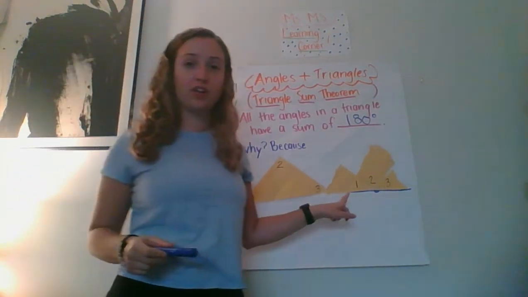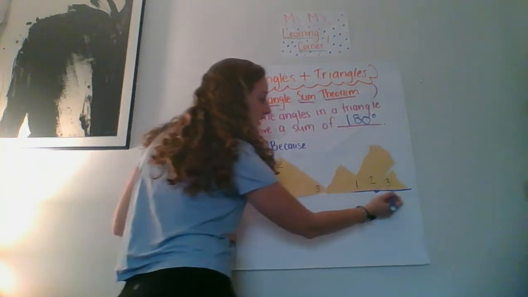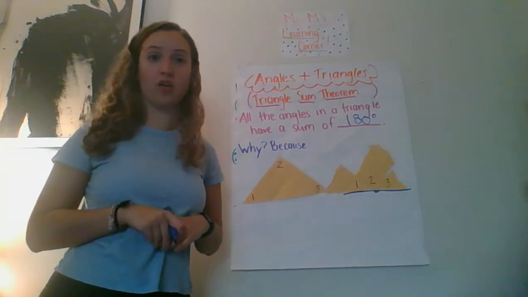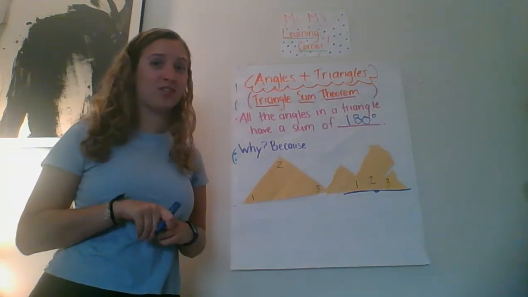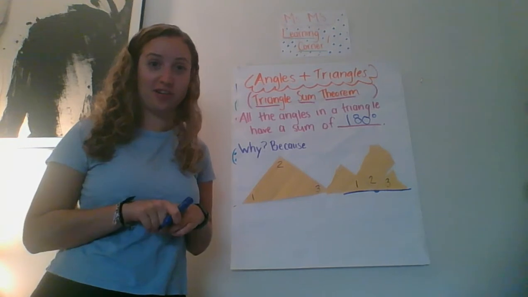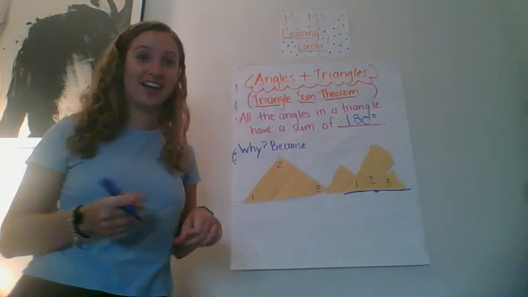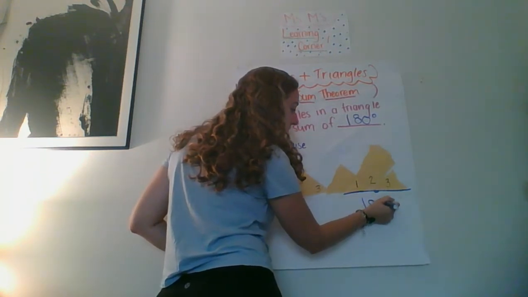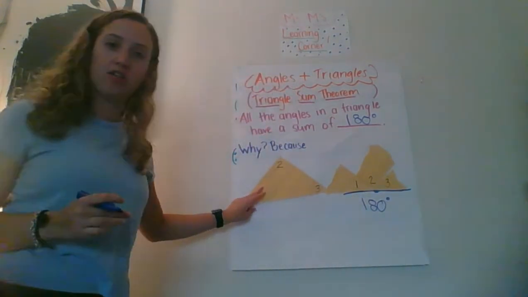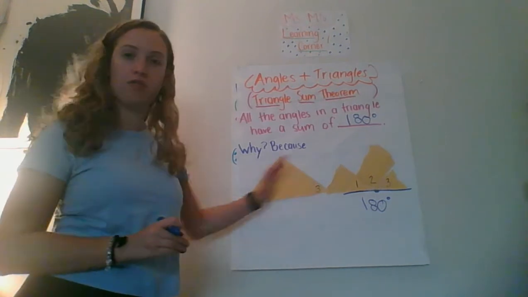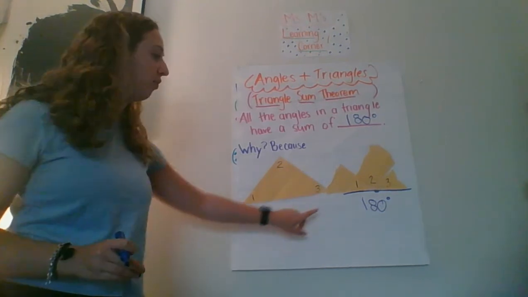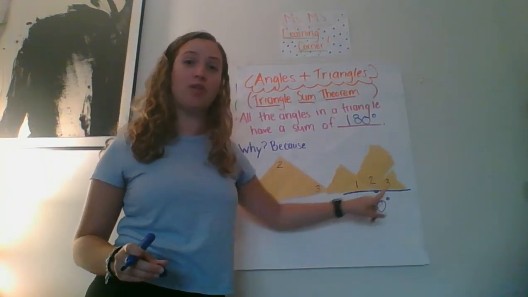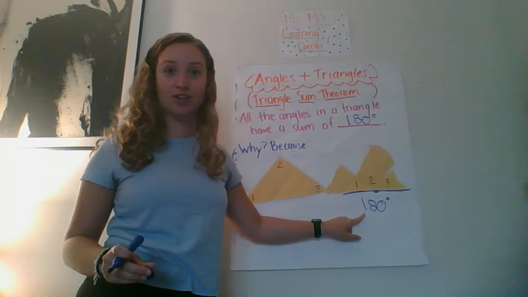And we've already learned about this. This straight line here is a straight angle. Who remembers how many degrees are in a straight angle? Exactly, 180 degrees. So in every triangle, if we chopped up each angle, if we made it into three separate angles, they would always be able to line up on a straight line, which we know is also equal to 180 degrees.